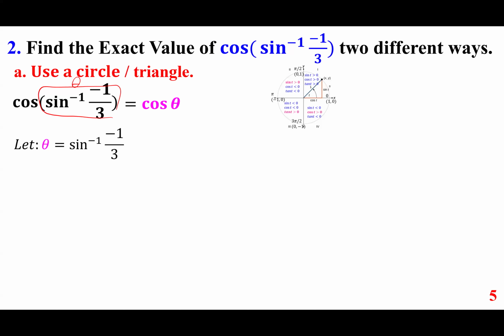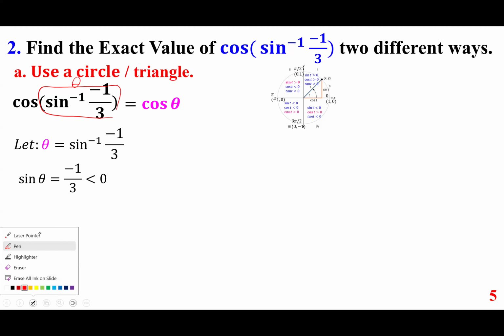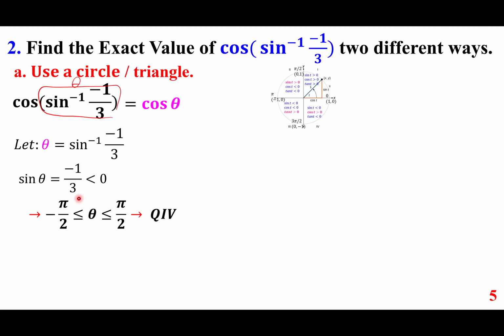Now, because sine is negative, and the restriction we put on sine inverse was to put it between negative and positive pi over 2, sine in that case is negative in quadrant 4. So in quadrant 4, sine is negative, cosine is positive. Also, sine is y over r.